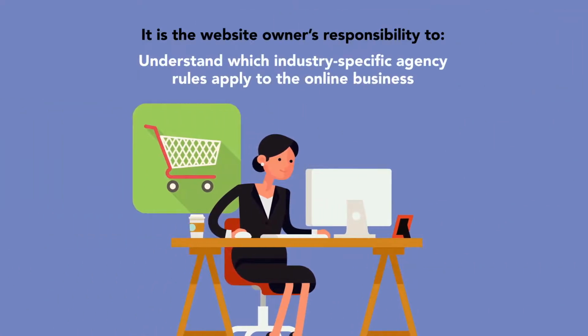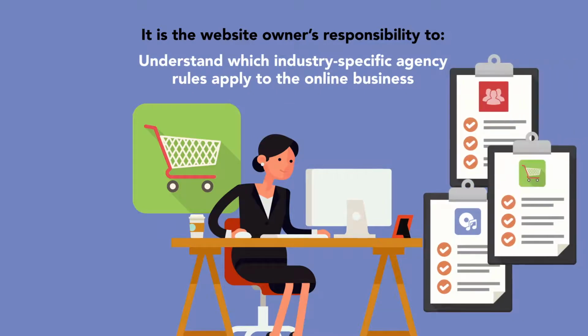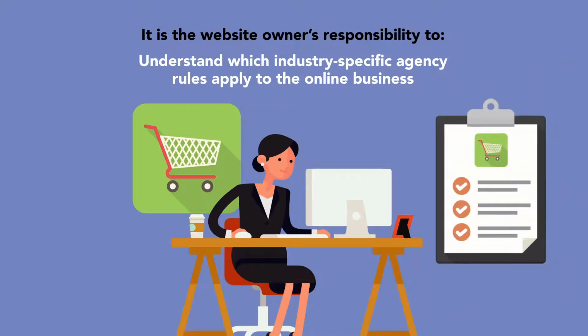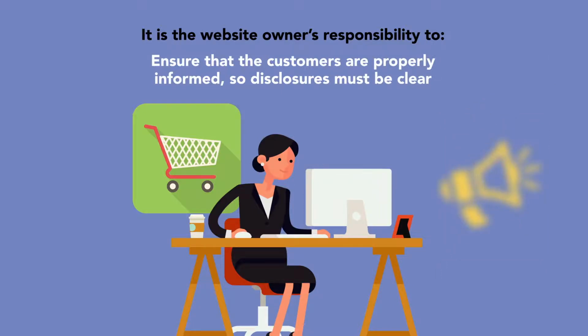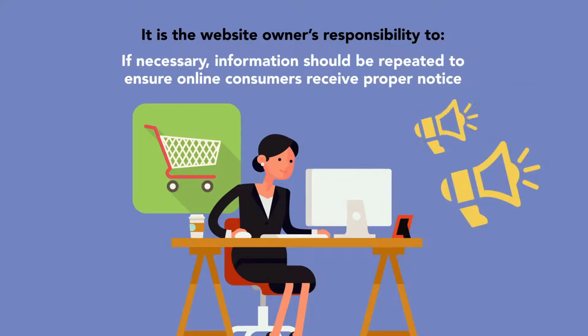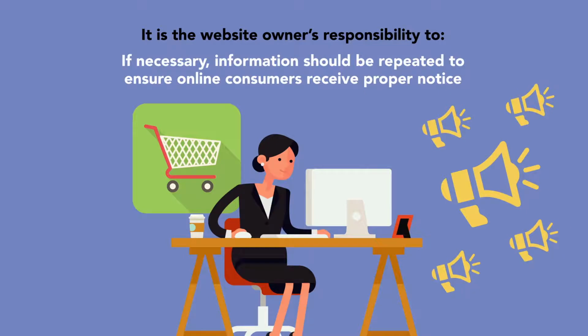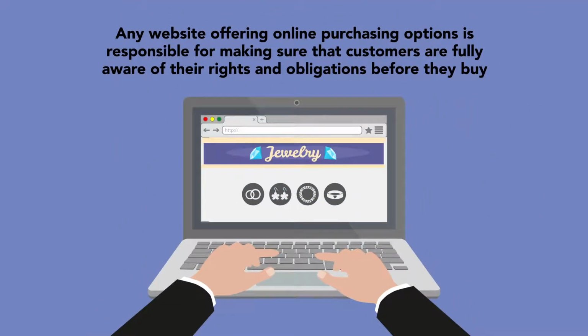It is the website owner's responsibility to understand which industry-specific agency rules apply to the online business. It is also the website owner's responsibility to ensure that the customers are properly informed. So disclosures must be clear. If necessary, information should be repeated to ensure online consumers receive proper notice, and any website offering online purchasing options is responsible for making sure that customers are fully aware of their rights and obligations before they buy.